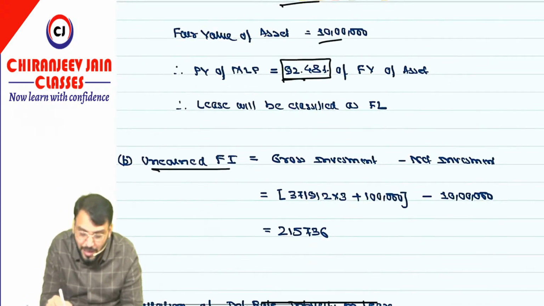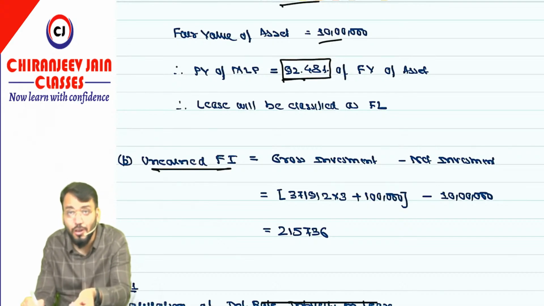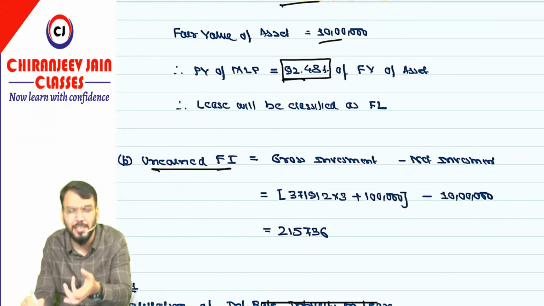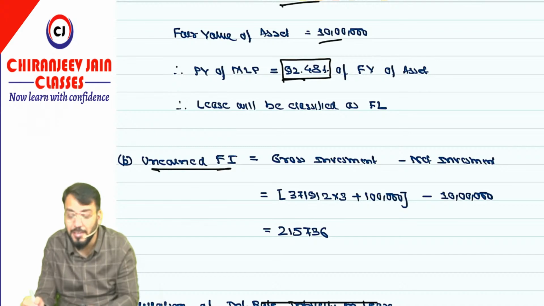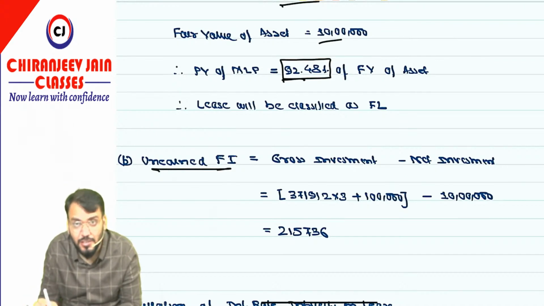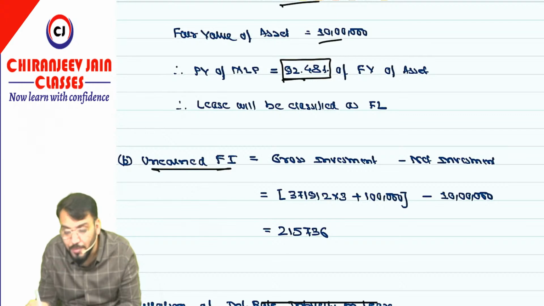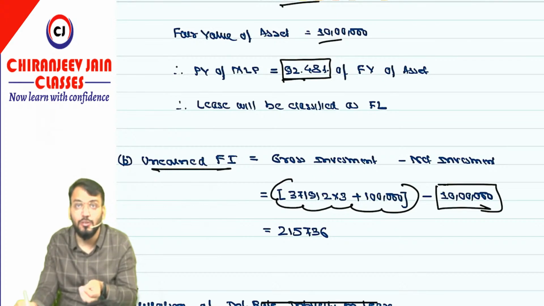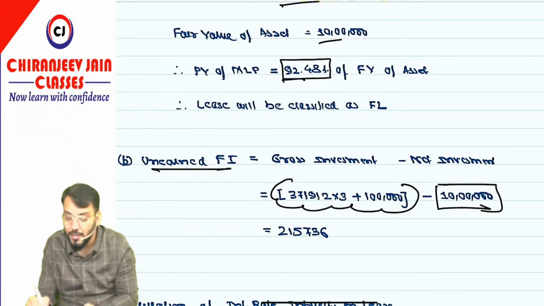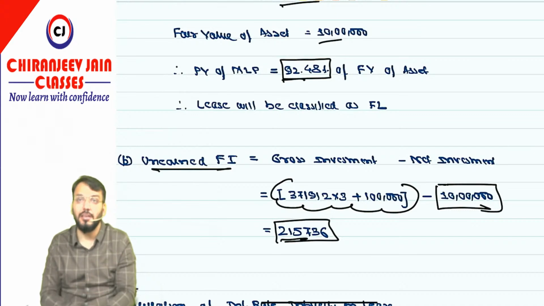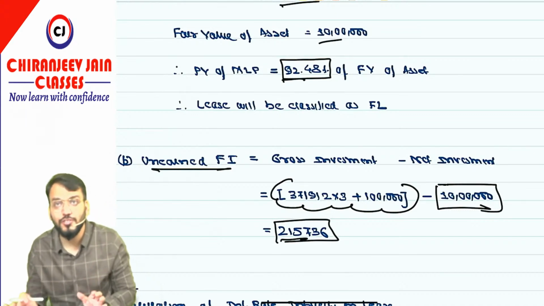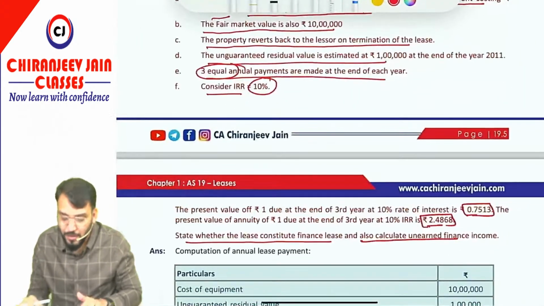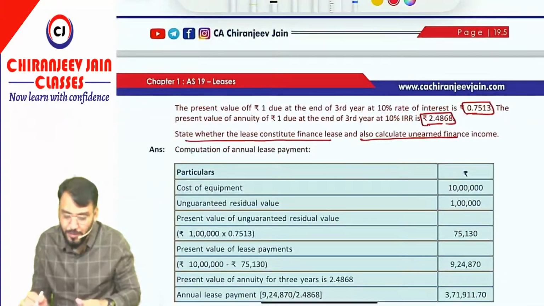Now they have asked you to calculate unearned finance income, that is equal to gross investment minus net investment. Gross investment is nothing but the total of all future payments, that is lease payment 3,71,912 multiplied by 3 plus UGRB 1 lakh. This becomes gross investment. Net investment is nothing but fair value, because present value is equal to fair value, that is 10 lakh. The difference of this will be the unearned finance income. Got this point? Have you understood? This can be one possible question, important from the exam point of view. I hope you have understood.